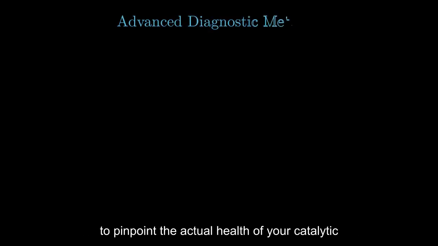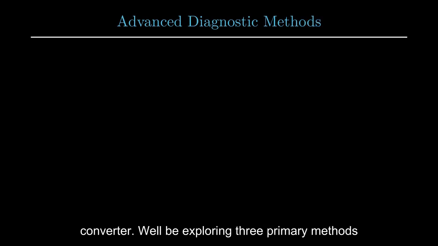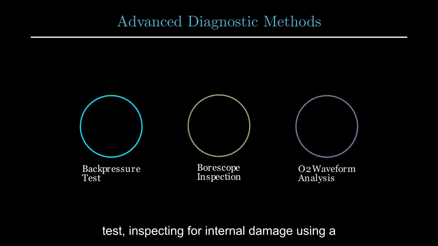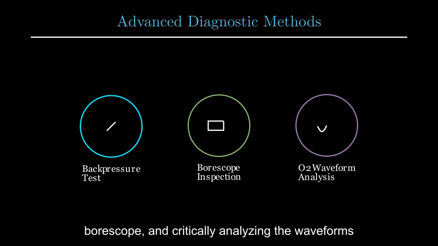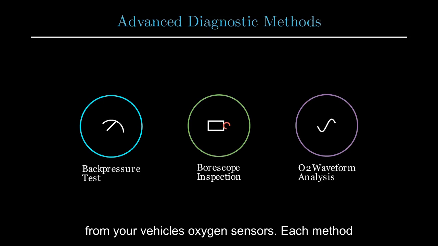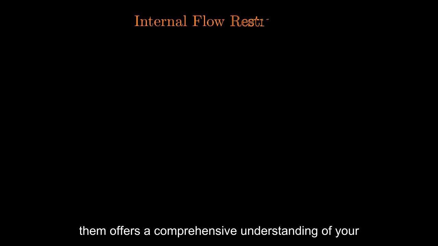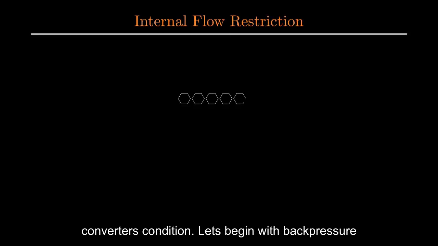Our goal today is to equip you with the advanced diagnostic techniques to pinpoint the actual health of your catalytic converter. We'll be exploring three primary methods for advanced diagnosis: performing a backpressure test, inspecting for internal damage using a borescope, and critically analyzing the waveforms from your vehicle's oxygen sensors. Each method provides a unique piece of the puzzle, and combining them offers a comprehensive understanding of your converter's condition. Let's begin with backpressure testing.